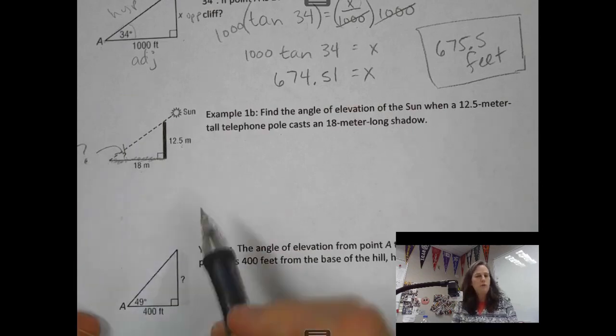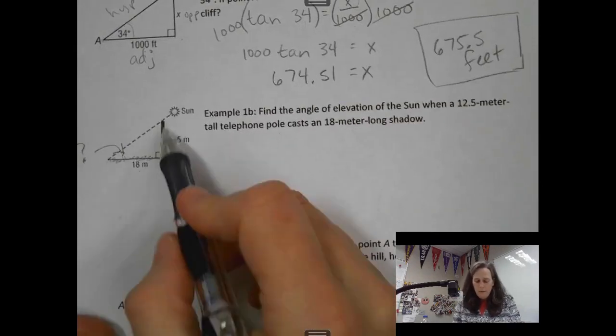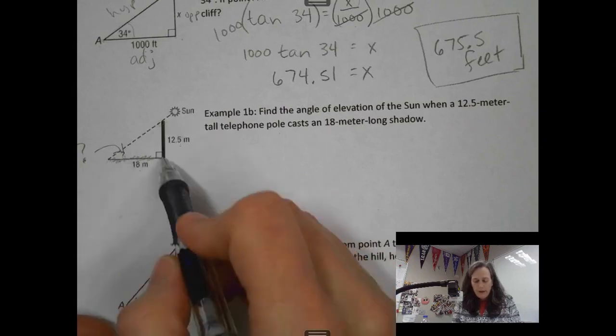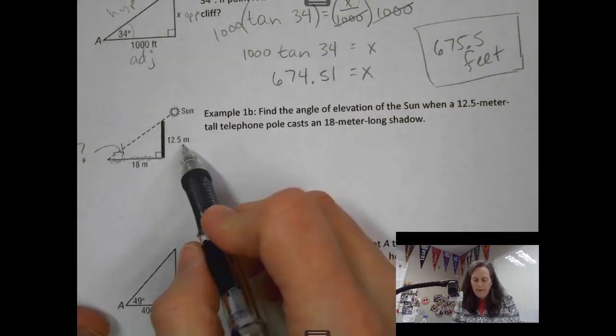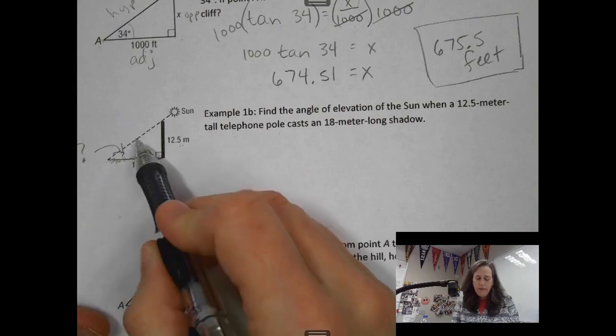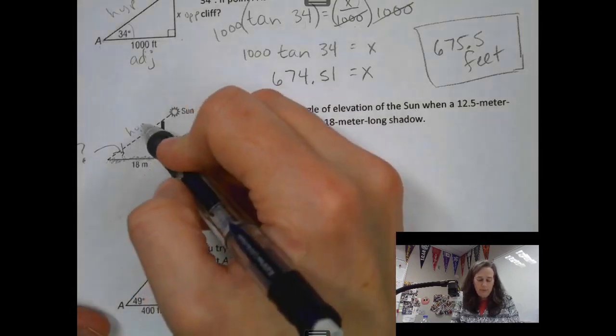So we've done these before, missing angle. We'll use this right triangle. We have a leg and a leg, but we don't have the hypotenuse.